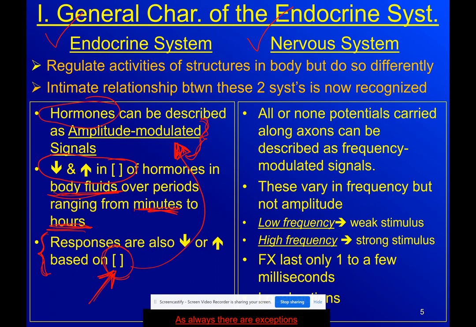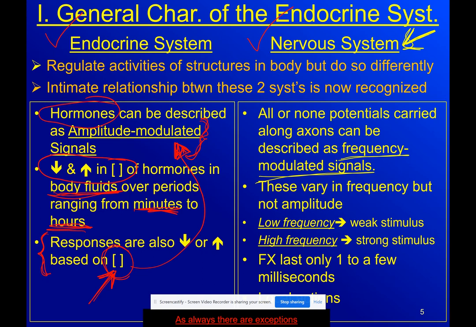Now let's talk nervous system. So let's switch gears a little bit. Nervous system is kind of an all or none thing. You've got all or none action potentials carried along axons that can be described as frequency modulated. Every neuron fires the exact same way. You can make it fire more often, but it's not like you get a bigger signal or a smaller signal.